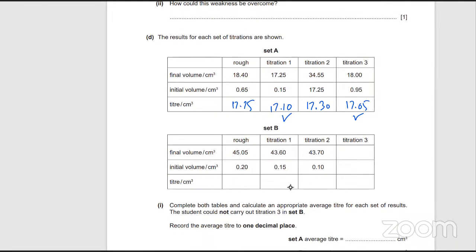अगले का बता दो. The second set. 44.85. ठीक है, 43.65. And 43.6. Okay, those are your concordant results. So completed table, average titer for each set of results. Student could not carry out titration number 3. Why did he not carry out titration number 3? He already got concordant results. That's why you don't continue titration after that.